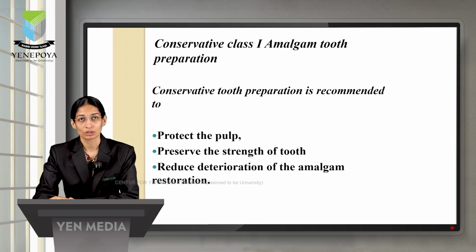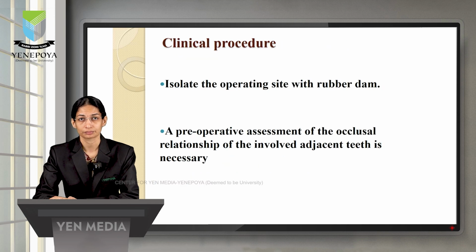Now first we'll see what a conservative Class 1 amalgam tooth preparation is. Conservative tooth preparation is recommended to protect the pulp, to preserve the strength of the tooth and to reduce the deterioration of the amalgam restoration. What is the clinical procedure for doing the same? First, we need to isolate the operating site with a rubber dam. A pre-operative occlusal adjustment of the involved and adjacent teeth is necessary.